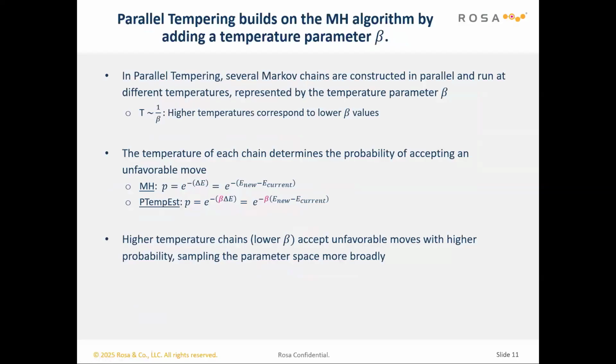In parallel tempering, beta represents the temperature parameter. Beta is inversely related to temperature, meaning that higher temperatures correspond to lower beta values. The temperature of each chain, in addition to the difference in energy, determines the probability of accepting an unfavorable move, extending the acceptance probability equations as demonstrated in the Metropolis-Hastings algorithm. Higher temperature chains, so lower beta values, therefore accept less favorable high energy moves with higher probability, promoting a more broad exploration of the parameter space.